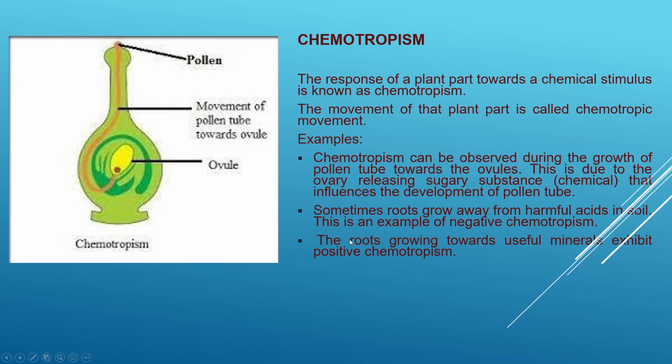And sometimes roots grow towards useful minerals, because within the soil there are many useful minerals, and the plant requires minerals for growth. In whichever portion of the soil there are minerals, roots always grow towards that area, and that is called positive chemotropism. Growing away from harmful acids is negative chemotropism, but growing towards minerals is positive chemotropism.